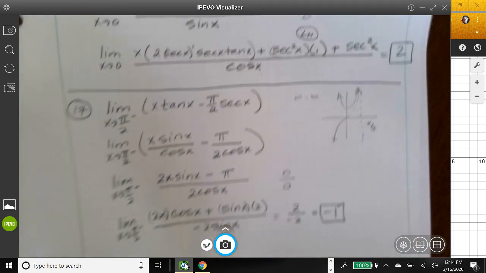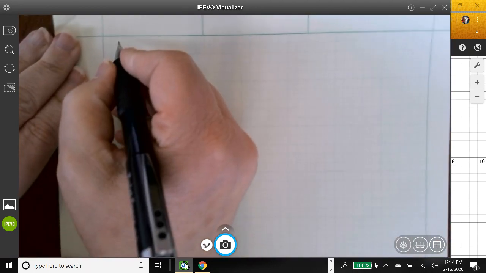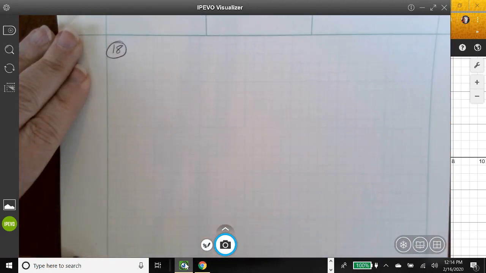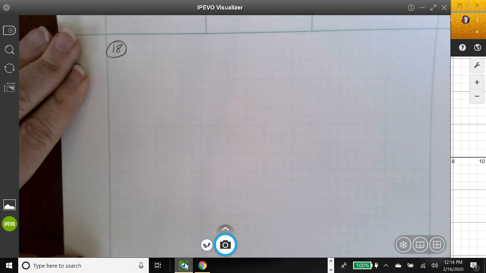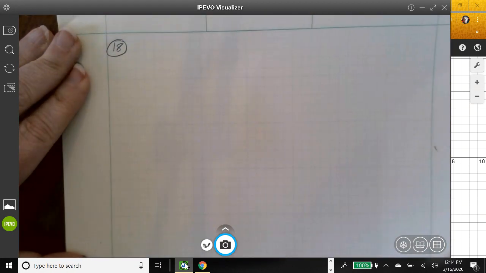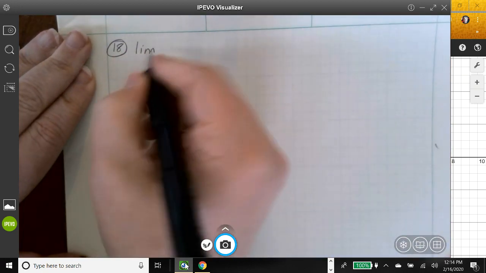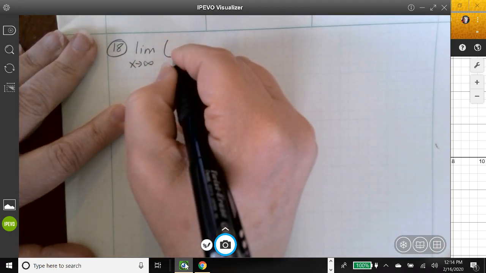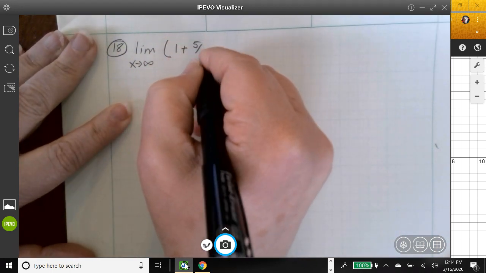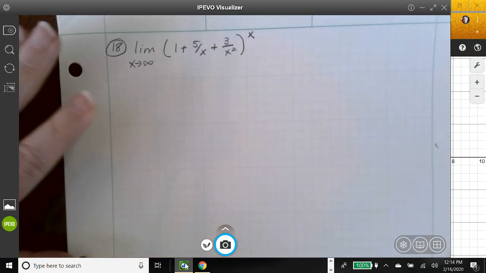All right, last but not least, number 18. Woohoo, one more. All right, that's the limit as x approaches infinity of 1 plus 5 over x plus 3 over x squared raised to the x.